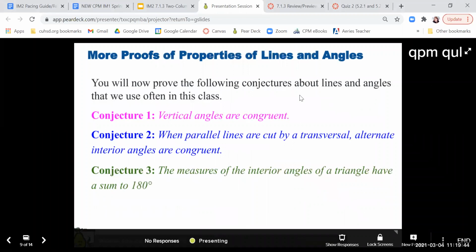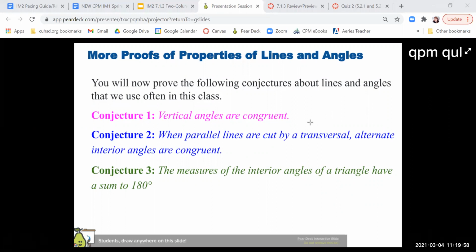All right, so here are more proofs about properties of lines and angles, and we're going to prove the following conjectures. Conjecture 1, that vertical angles are congruent. So remember what vertical angles look like when you have two lines that intersect. Oops, let's make that pink. When you have two lines that intersect, then the angles that result from those are vertical angles. So like this and this, those are vertical angles that would be congruent.